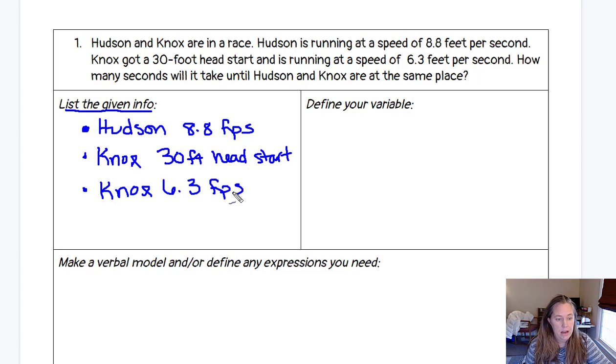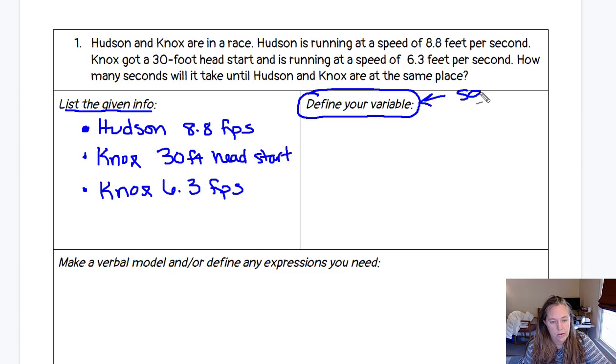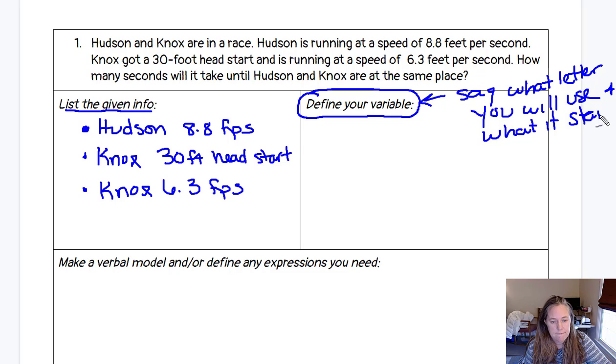Okay? Define your variable. That means say what x, or whatever letter you're going to use, is going to stand for. Say what letter you're going to use, and what it stands for. For what it stands, I probably should say. You're not supposed to end in a preposition, but I did. Sorry, everybody.